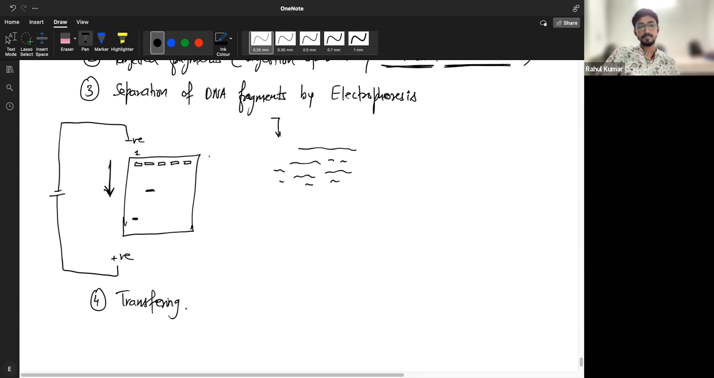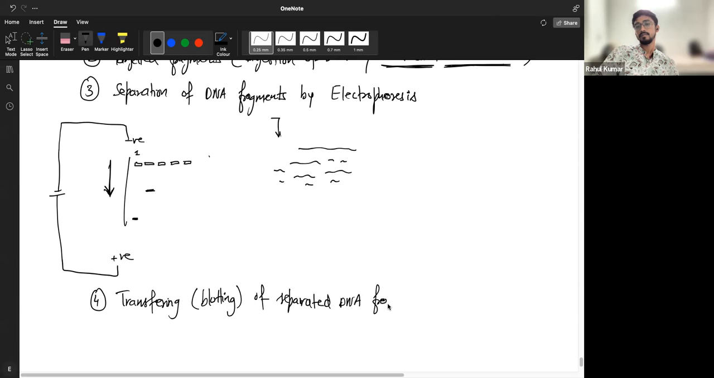So the 4th step is transferring or blotting. That's why it's called blotting. You know about blotting paper? So this process is called blotting. That's why it's called Southern blotting. We are blotting for DNA. So, transferring of separated DNA fragments to synthetic membranes.